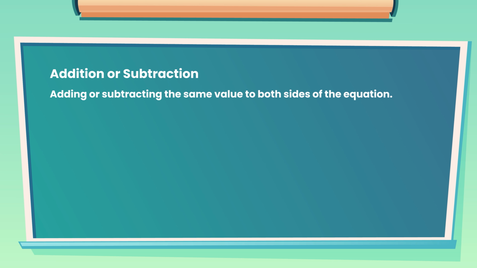Example, solve the equation 2x plus 3 is equal to 9. Here, we have addition of 3, so we need to add the opposite of the same number. Therefore, subtract 3 from both the sides. 2x plus 3 minus 3 is equal to 9 minus 3. Simplify. 2x is equal to 6.